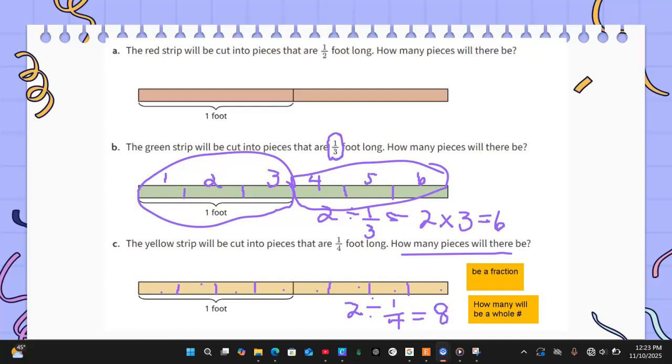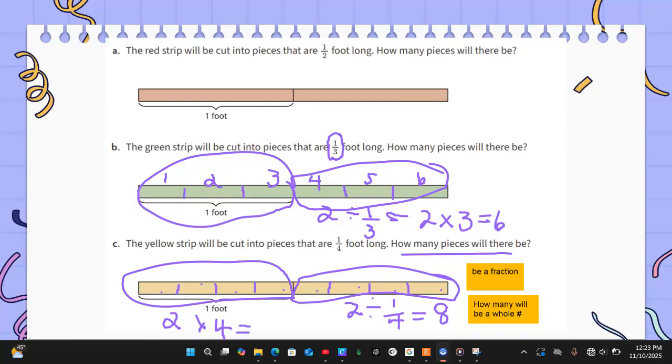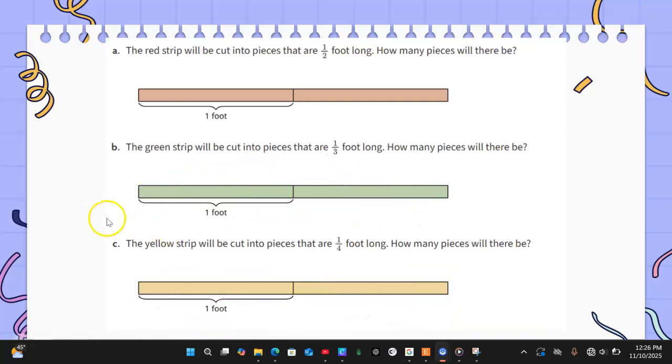And let's write the opposite of that, or the multiplication expression. We can also say 2 times 4, because this one piece is cut into 4, and this piece is also cut into 4. So 2 times 4 equals 8 total pieces. Okay, hopefully that helps.